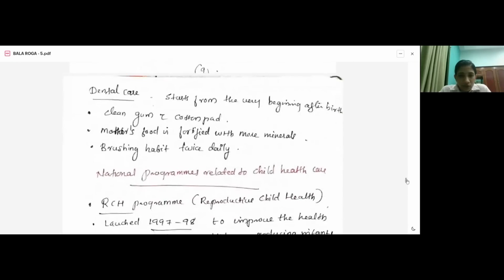Okay, so we have to give information to the parents about the care, which starts from the very beginning. In babies, clean the gum with a cotton pad after breastfeeding, if the tooth is not developed. And the mother's food should be fortified with more minerals, and the brushing habit should be developed, which has to be done twice daily.